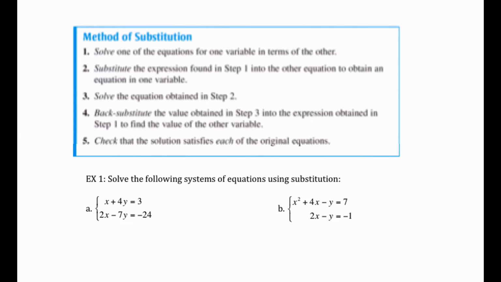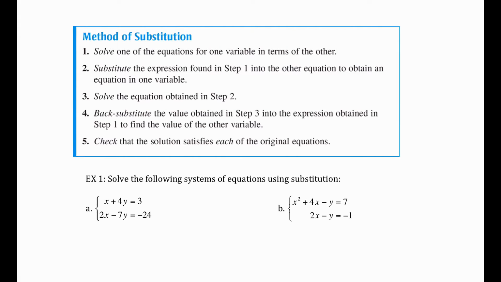Now, the steps we can take for solving this using the substitution method. We first solve one of the equations for one variable, just like we did. Then substitute the expression that you found in step 1 into the other one. We did that as well. Then solve the equation that we got, exactly. Back substitute what we found in step 3 back into step 1, so it's a little easier. And we'll check the solution by plugging it back into the original 2.